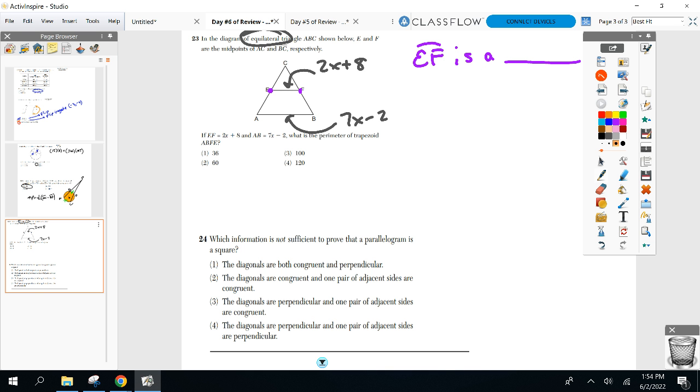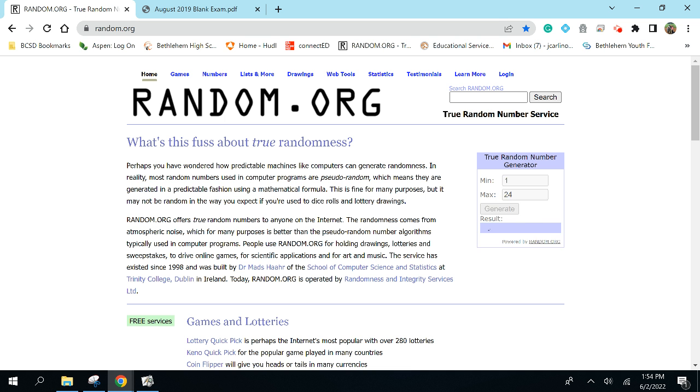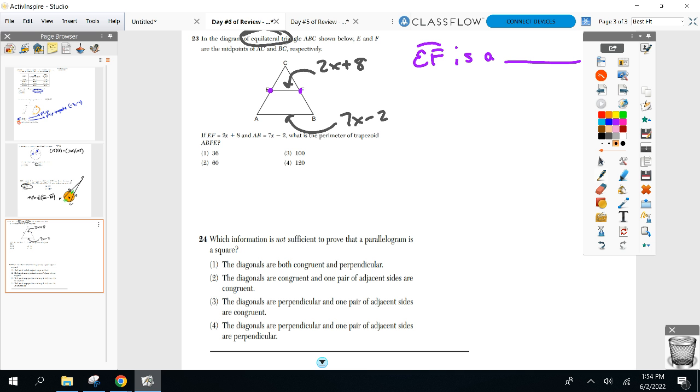What do I call that then? If I connect 2 midpoints of 2 sides of a triangle, that is called a blank. Connect them, it's called a... Yep, high five, great job. Mid segment. Mid segment, when I connect the midpoints of 2 sides.